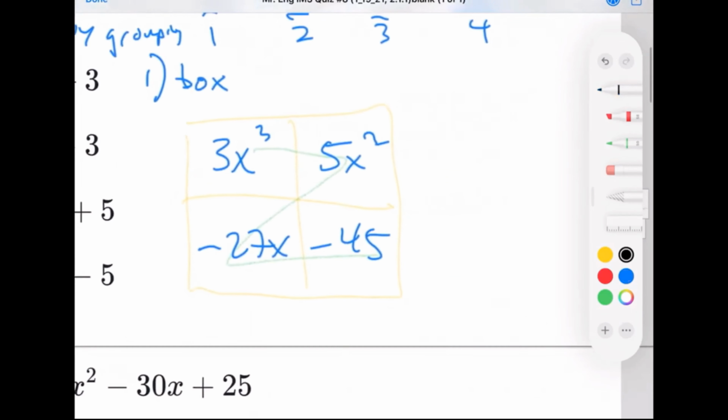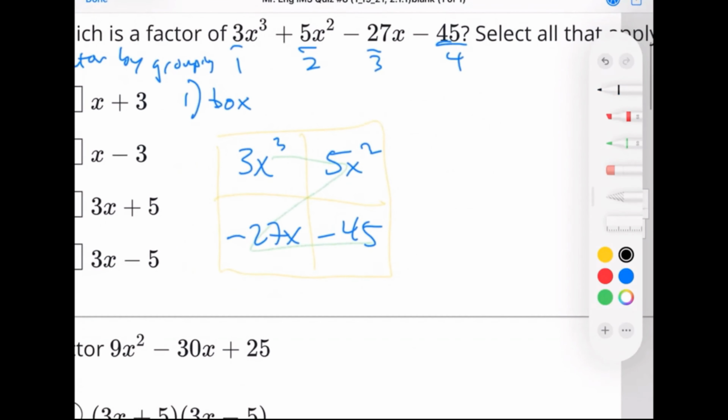Alright, in this method I'm trying to find the GCF of this column going up and down, and I think it's 3x. And then the row going in this direction, the GCF is x squared. And then this one is going to be a minus 9. And this one will be a positive 5.